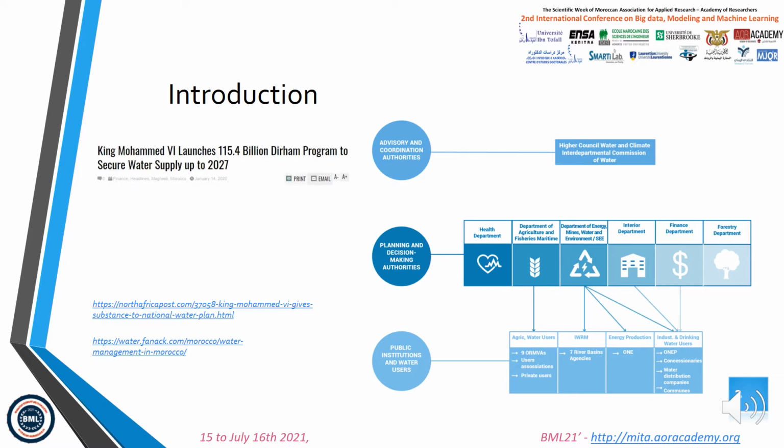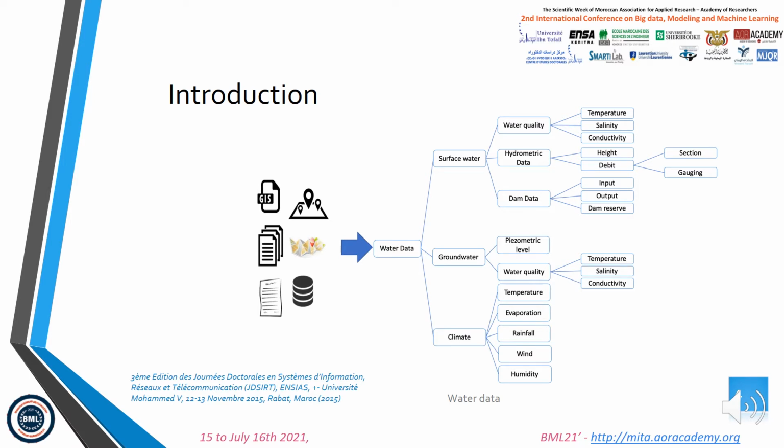To highlight this strategy, on the right we have the different Moroccan authorities for water management, under the coordination of the Higher Council of Water and Climate and the Interdepartmental Commission of Water, which are planning and decision-making authorities, and the public institutions and water users. That allowed us to generate water data at multiple levels of the management process. As shown in the slide, we have source water data such as water quality, hydrometric data, and dam data. We also have groundwater data such as piezometric level data and water quality, and climate data such as temperature, evaporation, rainfall, wind, and humidity.